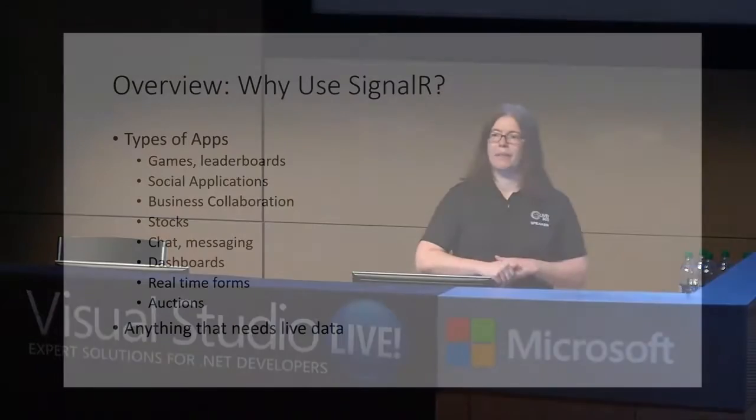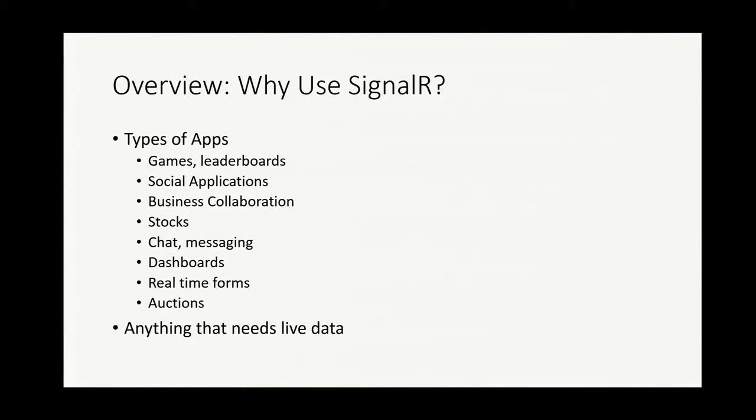Social applications. If people don't get that notification from Facebook right away, somebody liked my stuff, people want that. So social applications, real time. Business collaboration. Management wants this in real time. I'm not sure developers want this in real time. We want to go hide. But business collaboration, stocks, obviously stocks and chats. That's kind of classic real-time software.